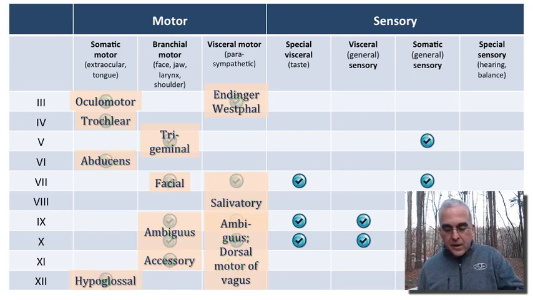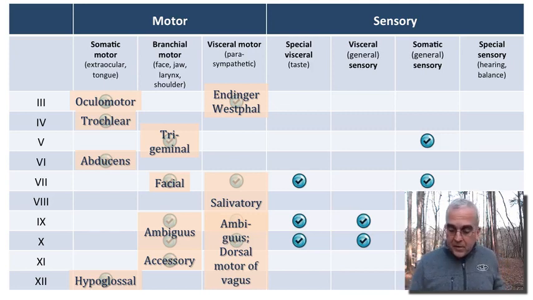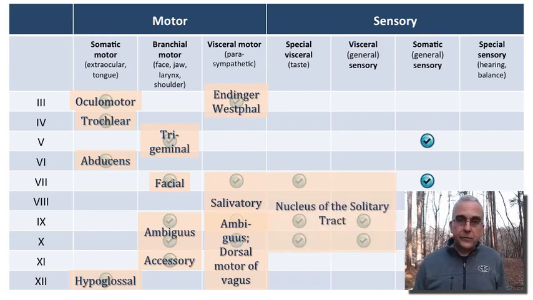All right. Now on the sensory side, we have 3 nerves in the brainstem that convey a sense of taste back into the central nervous system. They all supply the same nucleus. Actually, they supply the rostral division of this nucleus. The caudal division of the nucleus is the recipient of the general visceral sensations that are involved in regulating our cardiac rhythms, our blood pressure, and our respiratory rhythms. And that nucleus is called the nucleus of the solitary tract.